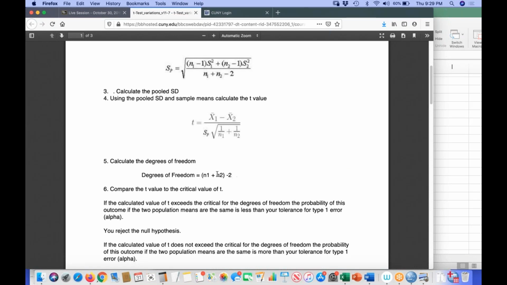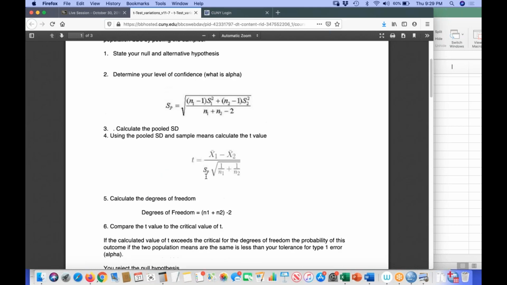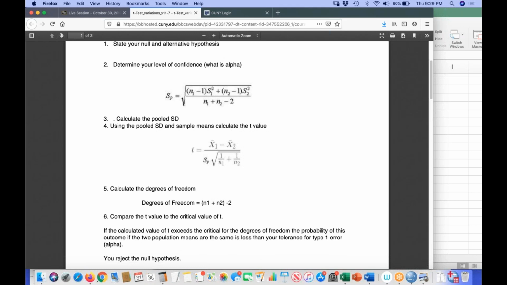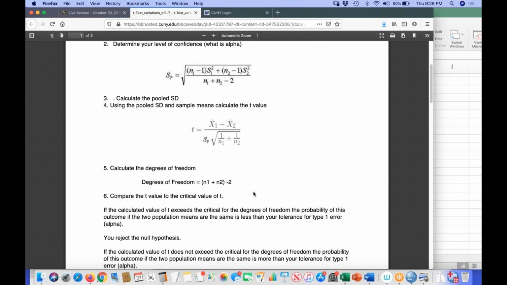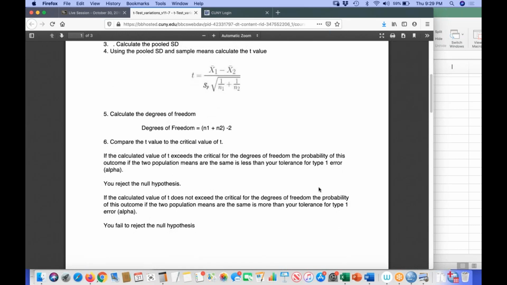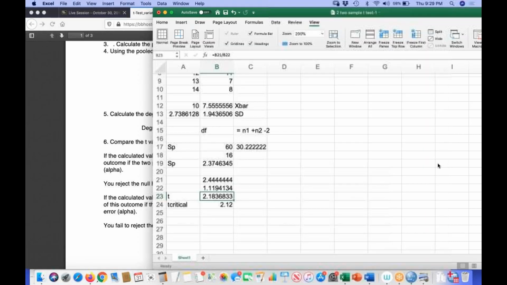And where is N? N is each of the two sample sizes. N1 is 9, there's 9 values, right? Remember the list of males and females, there's 9 males, 9 females. 18 minus 2 is 16 degrees of freedom. That's where the 2.12 came from. Okay, so let's do this in SPSS.